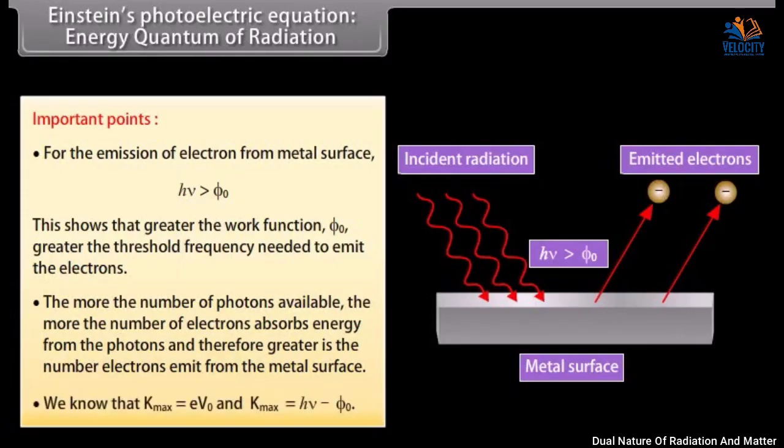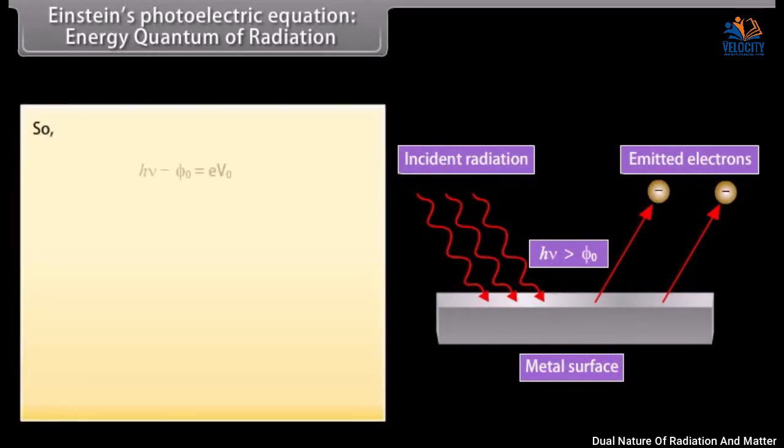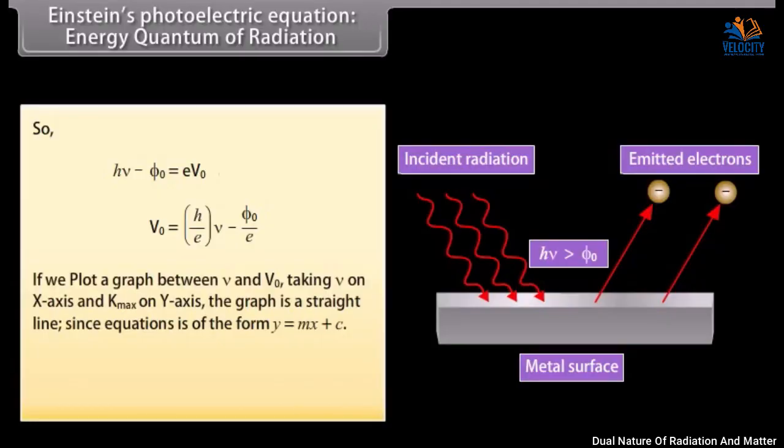We know that Kmax equals eV0, and Kmax is equal to hν minus φ0. So, hν minus φ0 is equal to eV0. So, V0 is equal to (h/e)ν minus φ0/e. If we plot a graph between ν and V0, taking ν on the x-axis and V0 on the y-axis, the graph is a straight line, since the equation is of the form y equals mx plus c. The slope of the line m is equal to h/e, which is a universal constant.